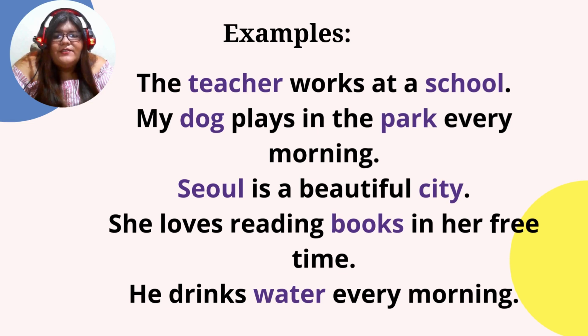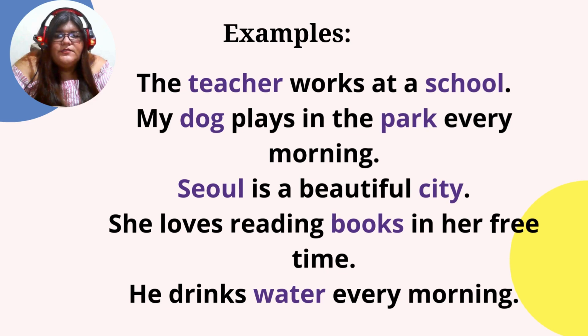Then we have my dog plays in the park every morning. The same, guys. If the phrase begins with a noun, it doesn't matter, because in this case the dog plays in the park. So he's doing the action. So he can be the noun, right? In this case, the park is the noun. My dog plays in the park every morning.